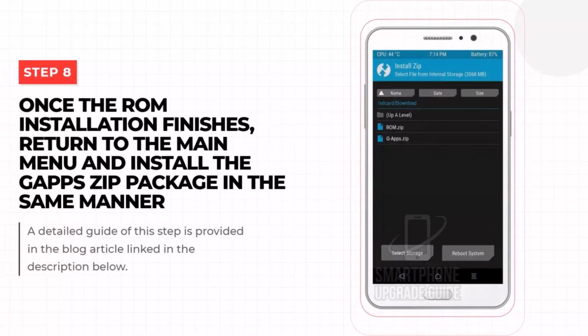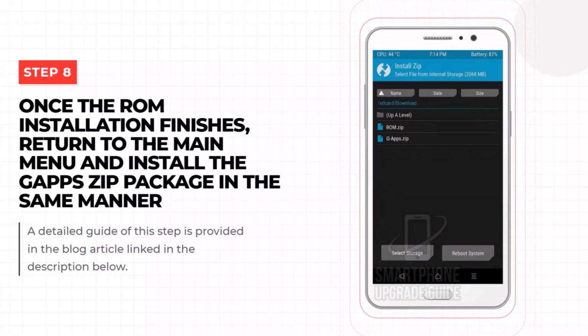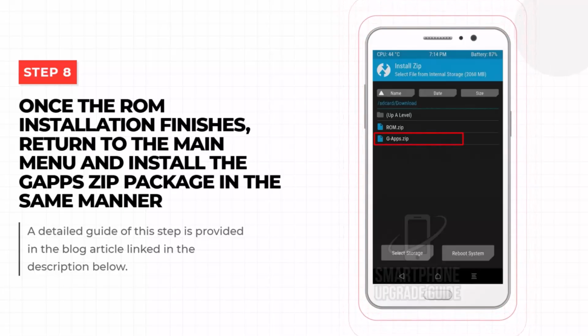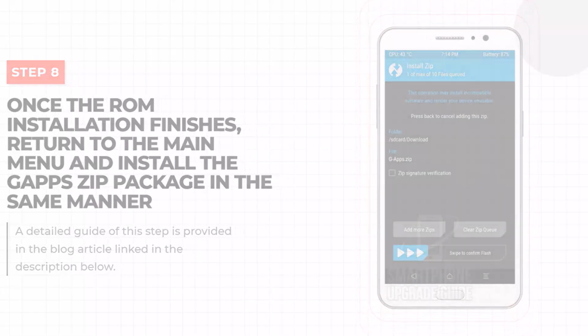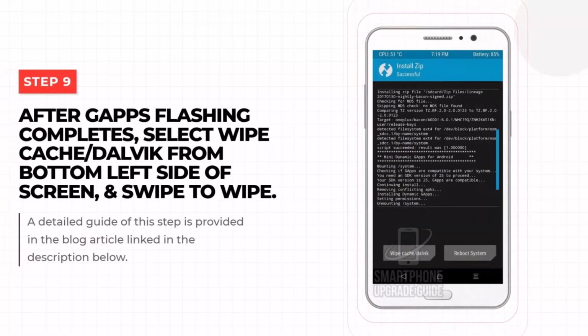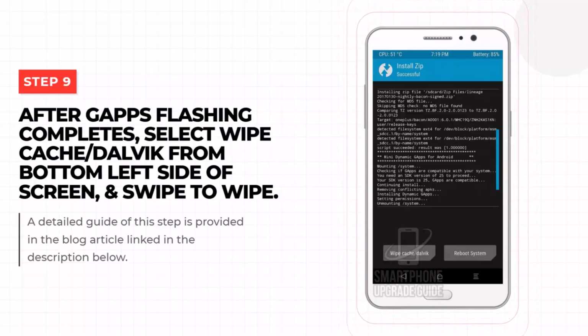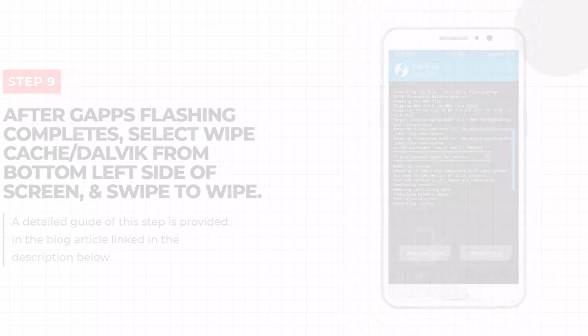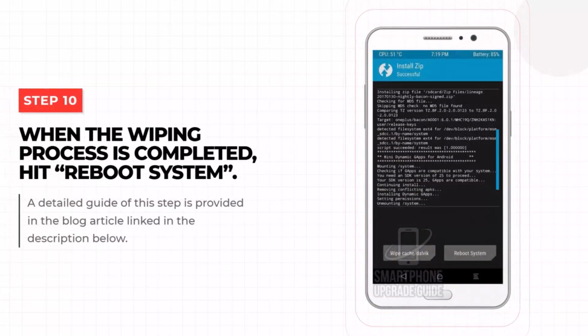Step 8. Once the ROM installation finishes, return to the main menu and install the GApps zip package in the same manner. Step 9. After GApps flashing completes, select Wipe Cache/Dalvik from the bottom left side of screen and swipe to wipe. Step 10. When the wiping process is completed, hit Reboot System.